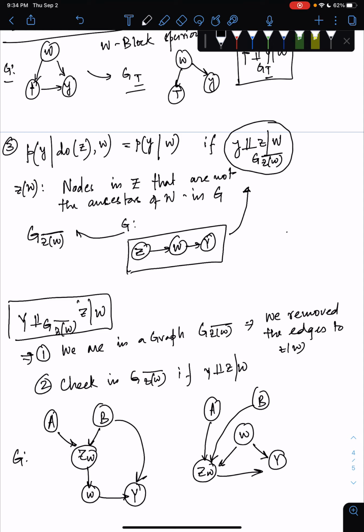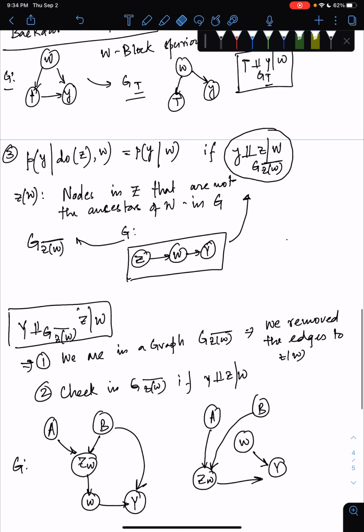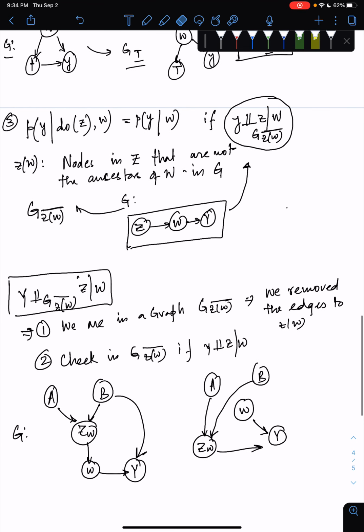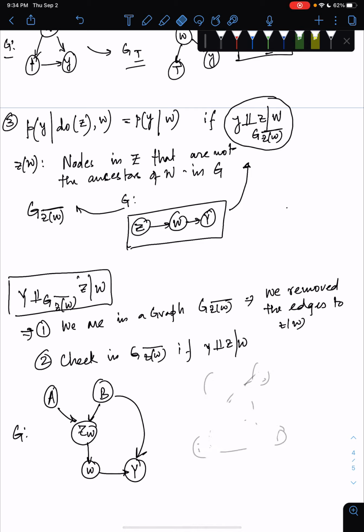Because when I go from G to this graph, I have to remove this guy. Okay, and in this particular graph, this conditional independence relationship won't hold. But if we remove these two, we'll still have this relationship, that my Z_W and Y are conditionally independent given my W. Okay, so that's why we won't have this fork.